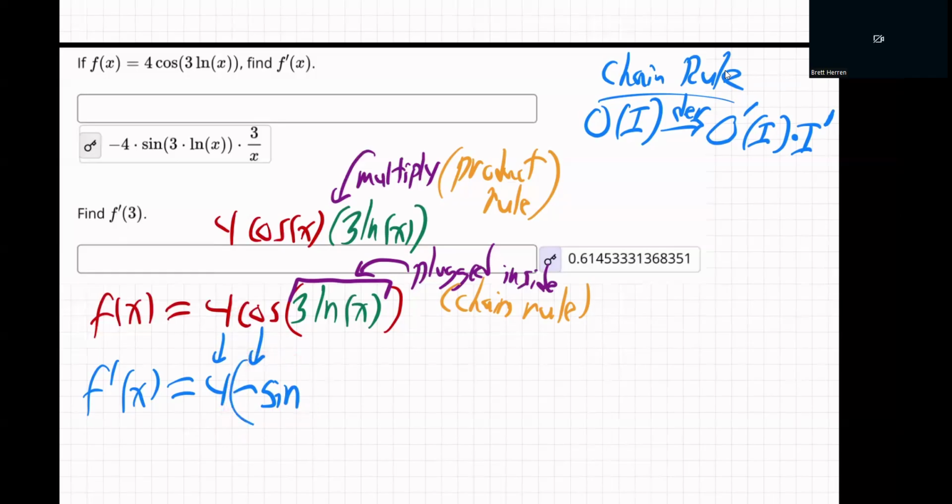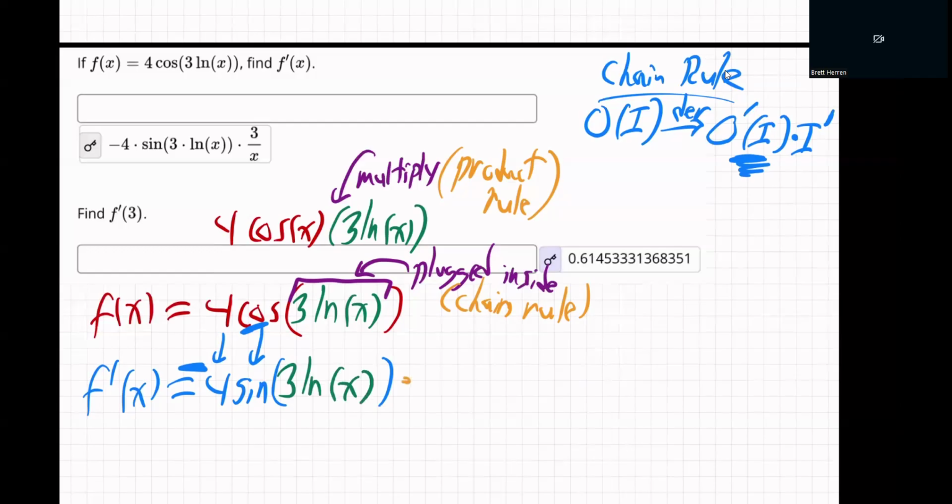So you could write it like this: 4 times negative sine. That's okay, that means multiply and that'll work. But that's just awkward, so I think it's easier to just stick the minus right here in the front, because it's going to end up negative. The derivative of a cofunction is always negative. So just make it minus 4 sine. And then what do you do with the inside? Well, the inside stays the same at first: 3 natural log x.